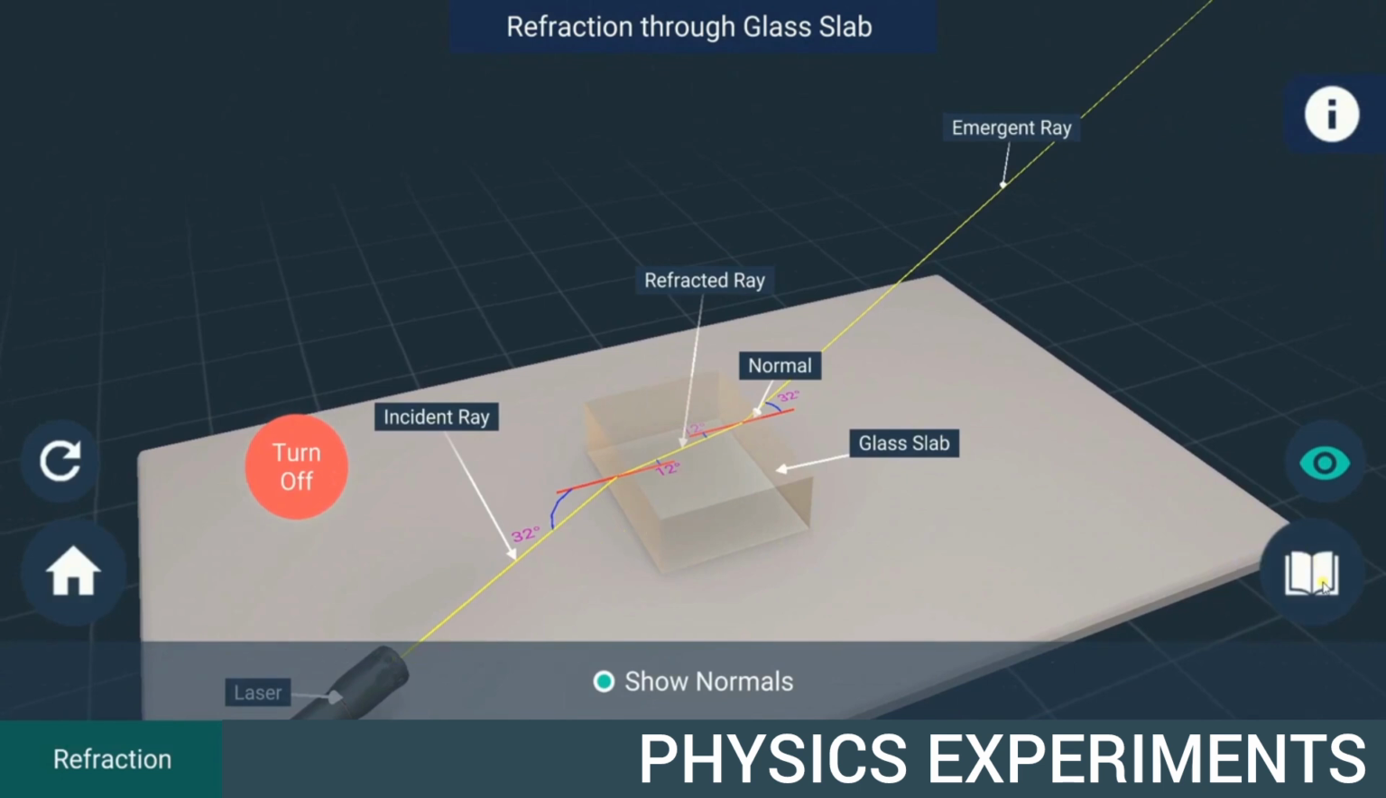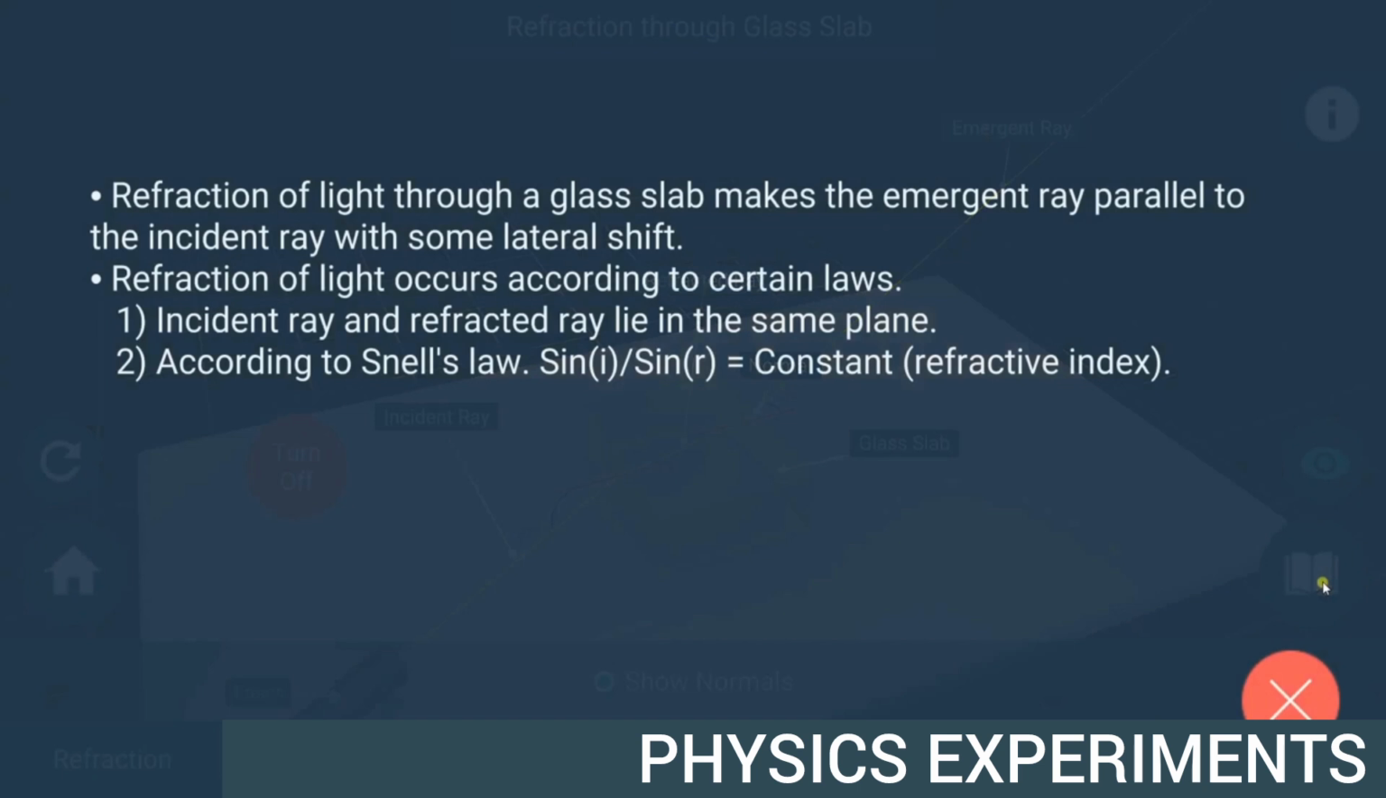If i is the angle of incidence and r is the angle of refraction, then sin i / sin r is equal to a constant. This constant value is called the refractive index of the second medium with respect to the first.